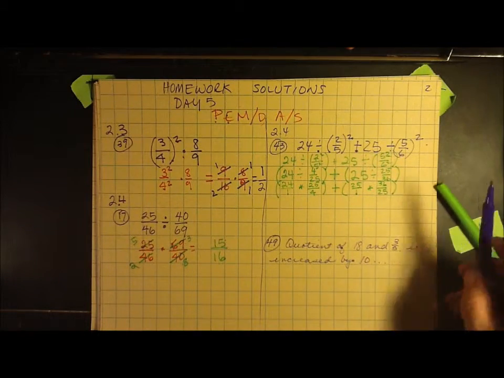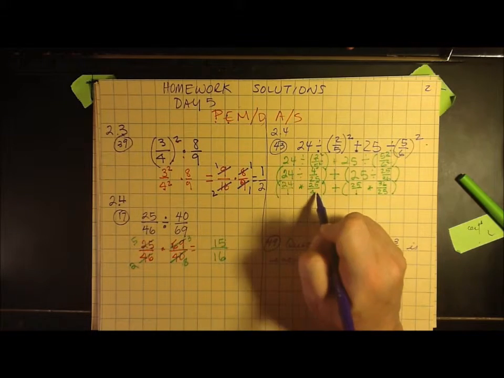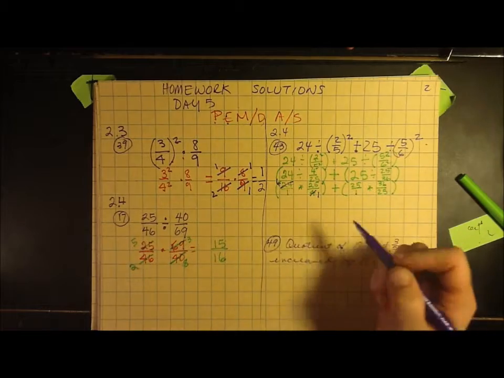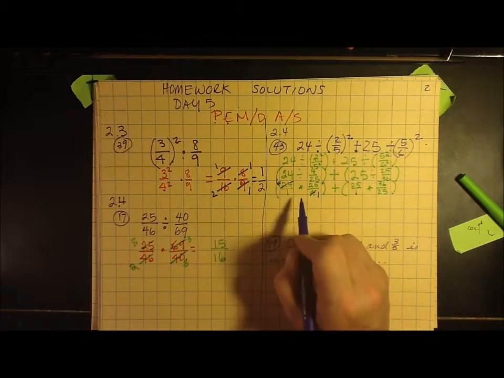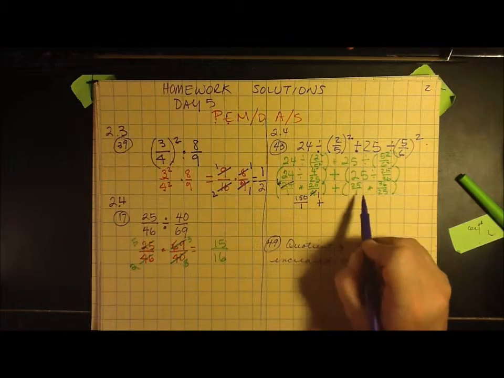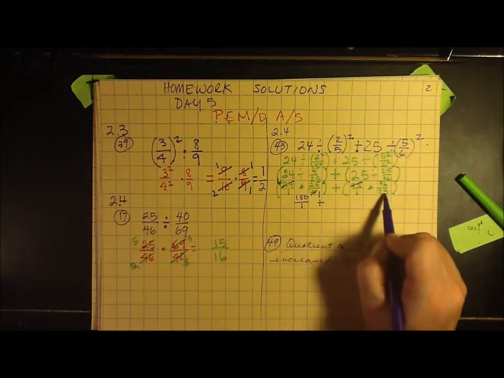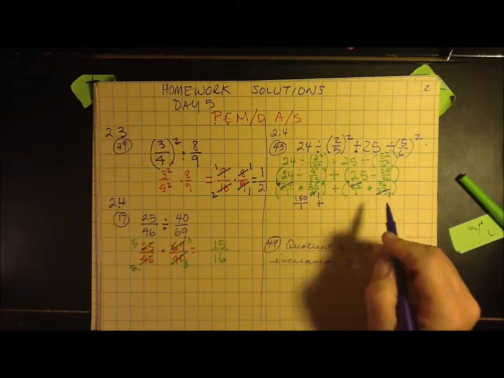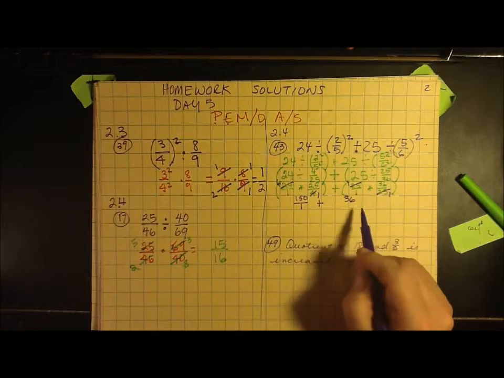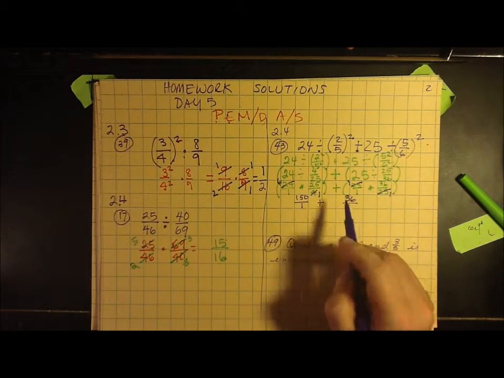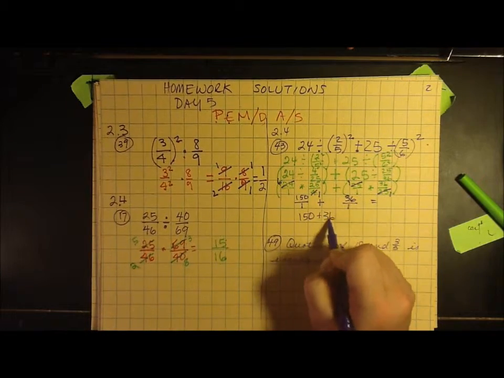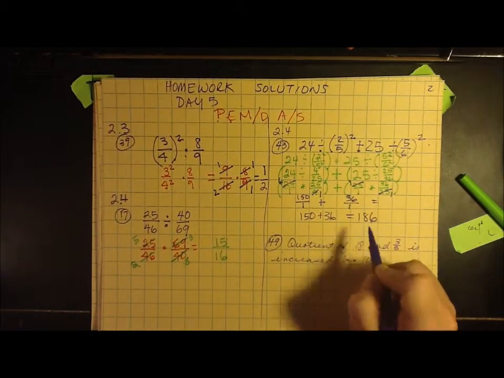So let's do a little canceling here. 4 goes into 4 once, 4 goes into 24 6 times. 6 times 25 is 150 over 1 plus, and over here I can cancel that and that, that's 1 and that's 1. So that would be 1 times 36 is 36, and 1 times 1 is 1, so I have 150 plus 36 equals 186.